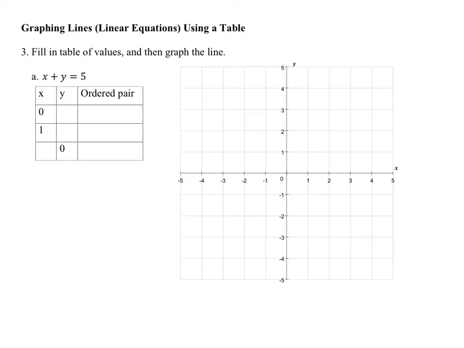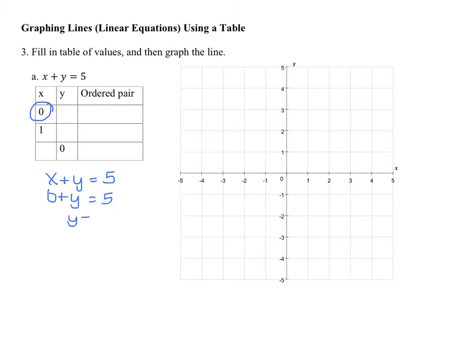Okay, so now we're going to graph some lines, and we're going to do it using a table form. What I did was write out a table, then we'll graph the points that we get, and then we'll graph the line. Okay, so here's the first one. If I put 0 in for x, I want to figure out what y is. So x plus y equals 5. I'm putting in 0 for x.